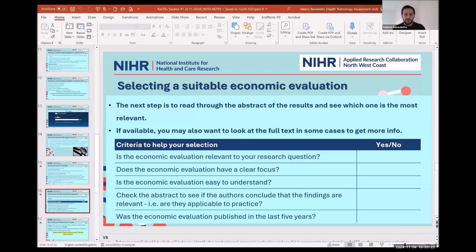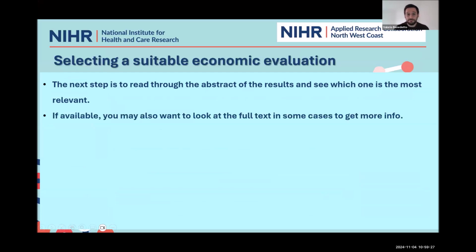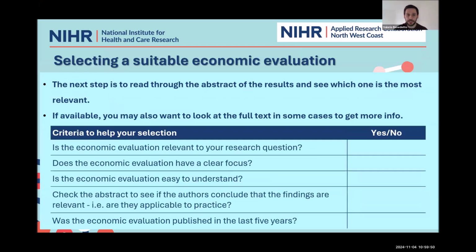So once you've got all the results, you can then choose what will be your best economic evaluation, as Cath was saying before. You can read through the abstract. If you're still struggling, maybe you've got 2 or 3 economic evaluations which look very good, you might want to look at the full text. If you struggle to find the full text, as Cath was saying, feel free to contact us, and we will be happy to help you.